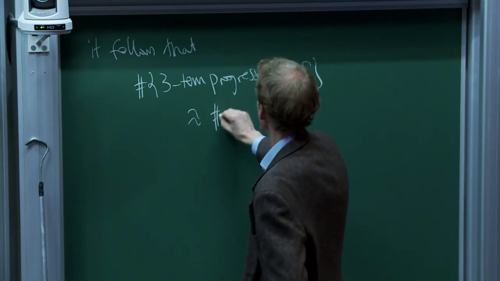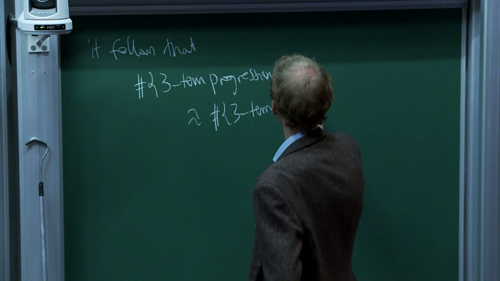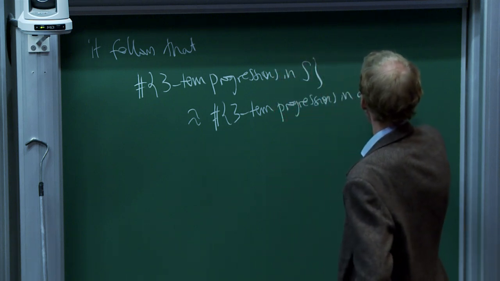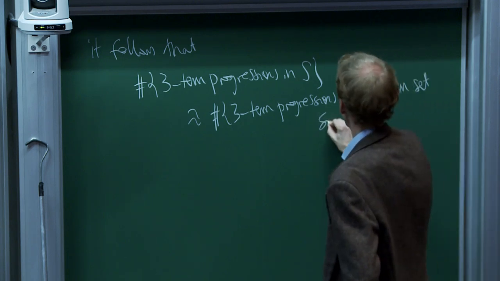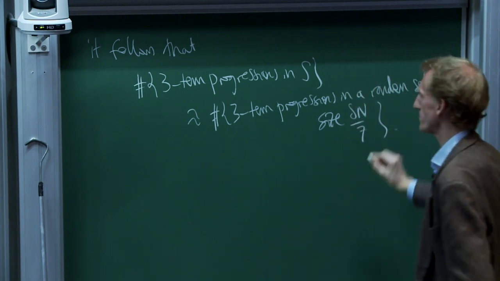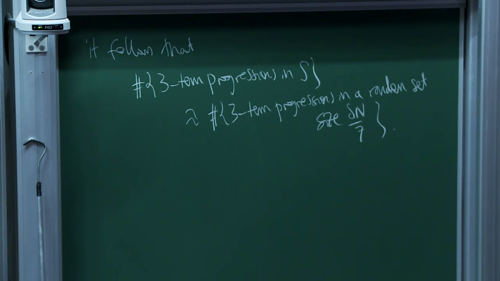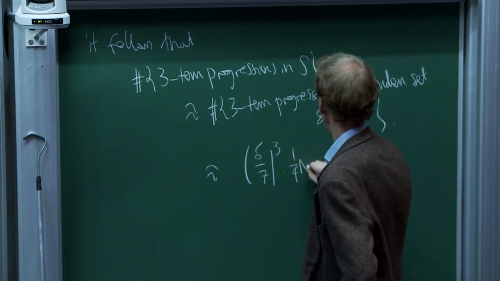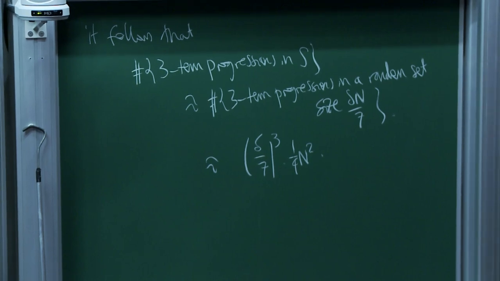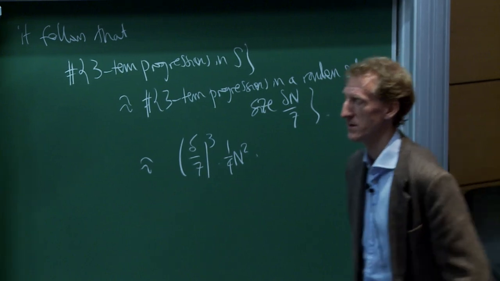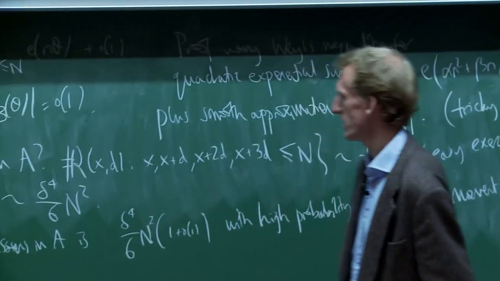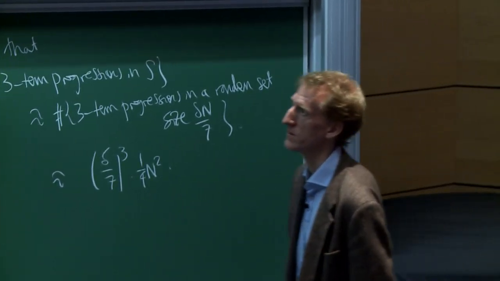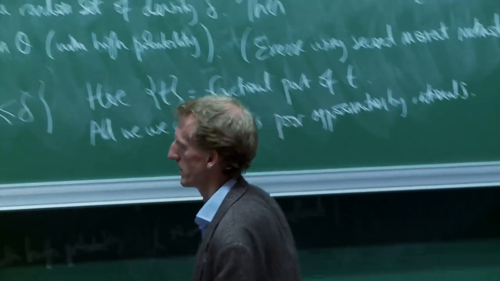is roughly the number of three-term progressions in a random set of size delta n over 7. And then by a similar argument to this one, I can say exactly what that is. So that's roughly (delta over 7) cubed times 1/4 n squared. And the point now is that this behaves like delta cubed, whereas this behaves like delta to the fourth. So at least if delta is small enough, these will be quite different quantities. I should have said let delta be sufficiently small.